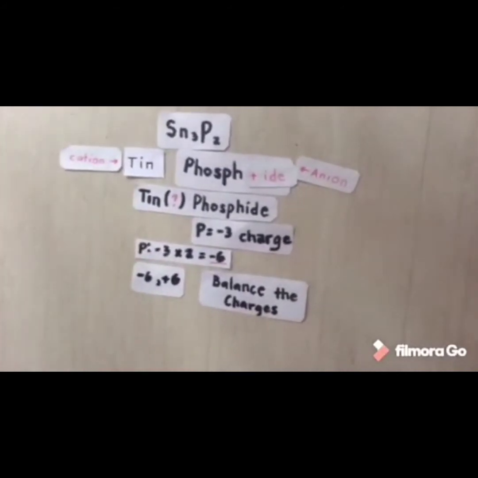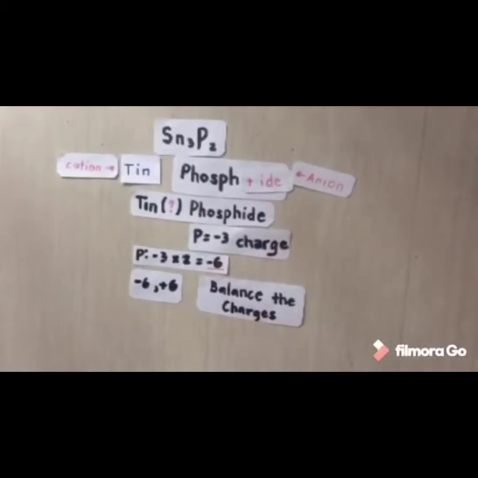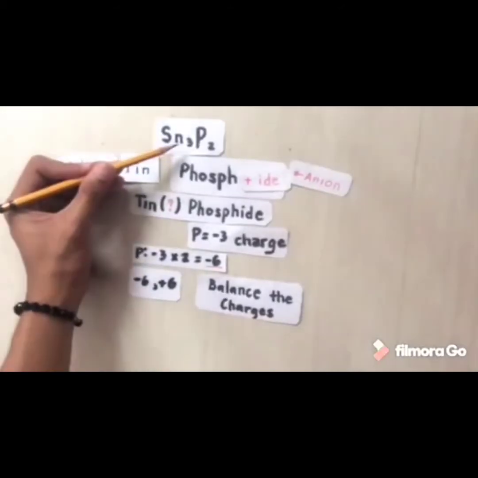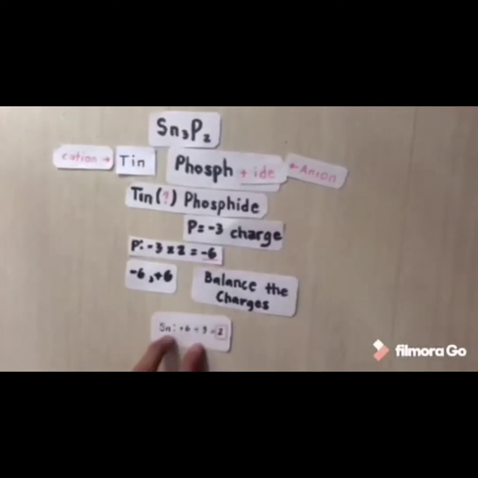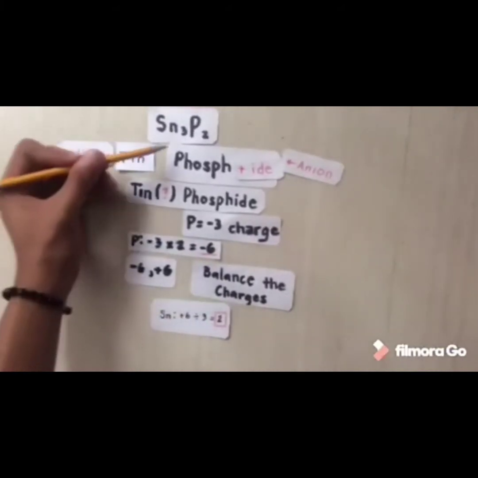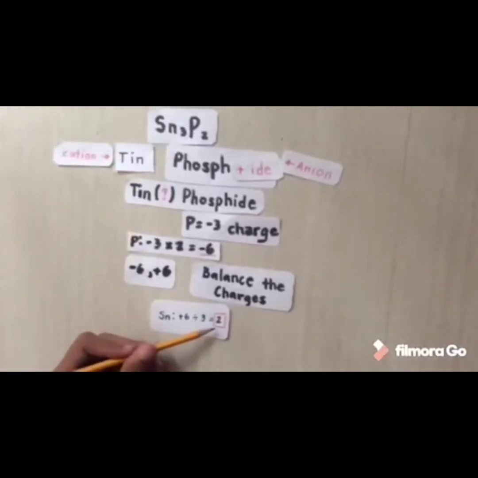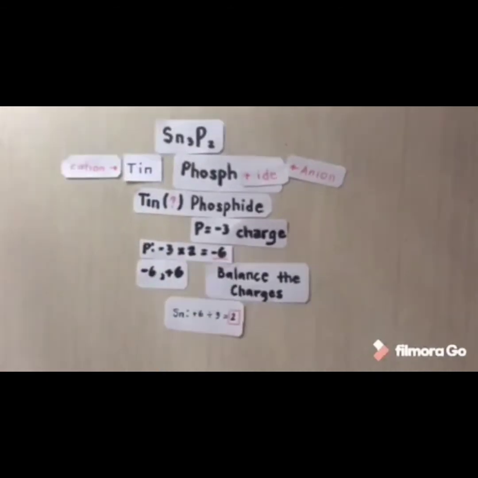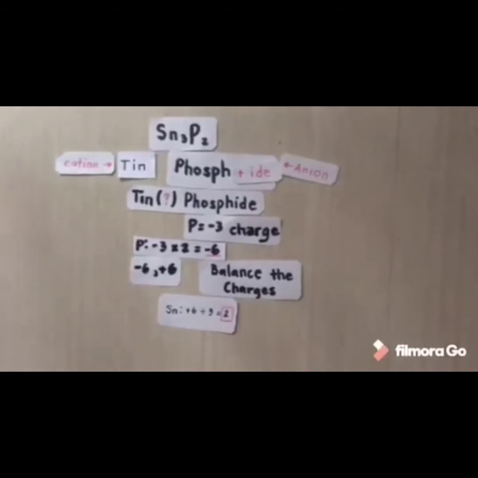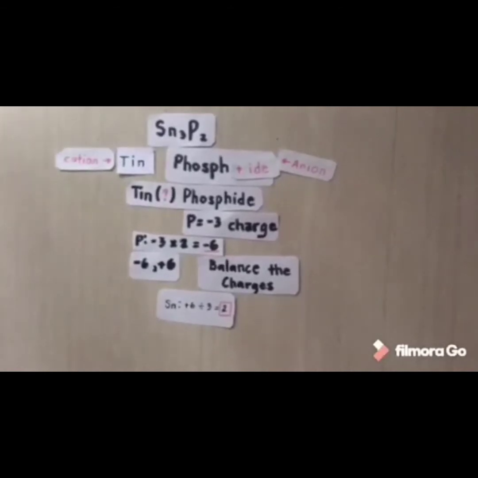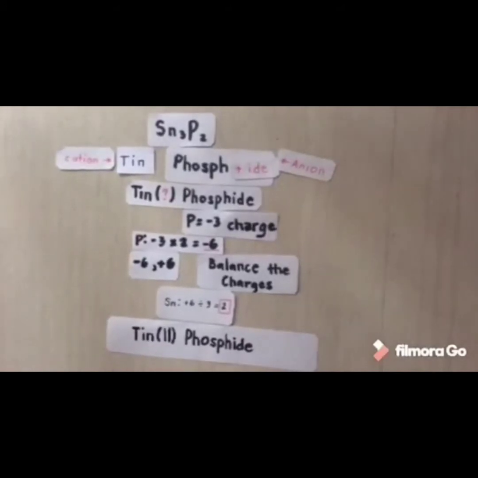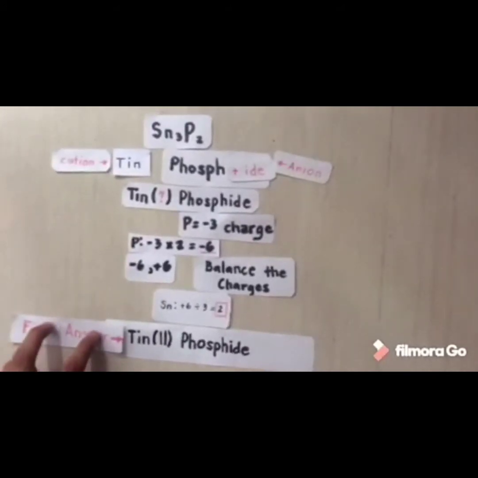Divide the total positive charge by the number of atoms to get the Roman numeral. There are 3 tin here. Therefore, we will have positive 6 divided by 3. We have 2. The Roman numeral is 2. Put the pieces together to get the name tin(II) phosphide, and that will be our final answer.